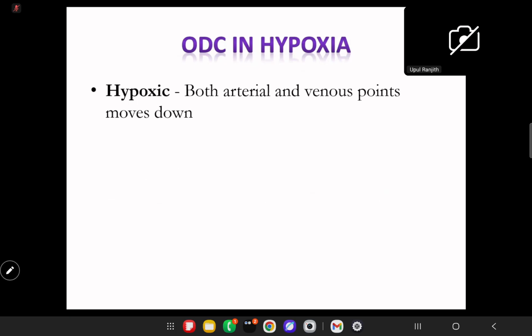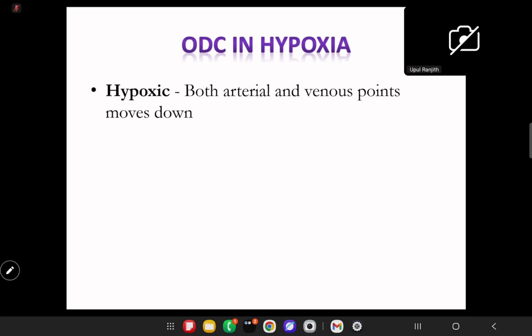Then you have learned the four types of hypoxia in your medical school as well as during your postgraduate studies. There are four types of hypoxic conditions: hypoxic hypoxia, anemic hypoxia, stagnant hypoxia, and histotoxic or cytotoxic hypoxia. So what happens to these various points in these four types?